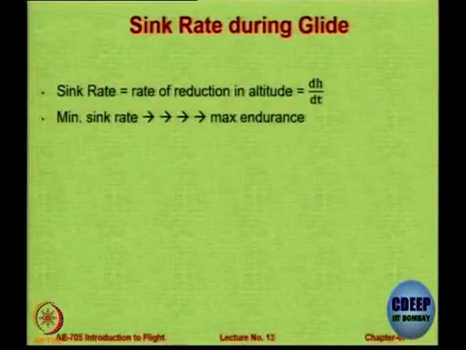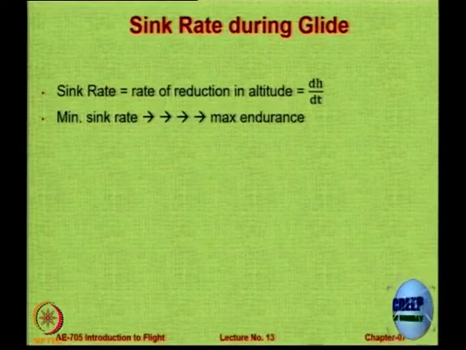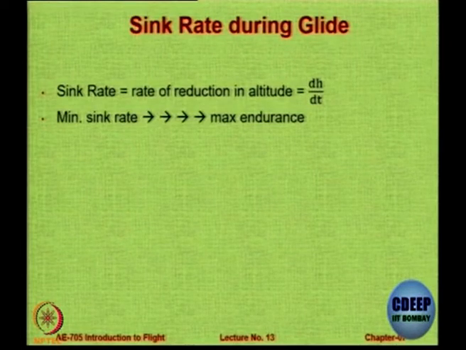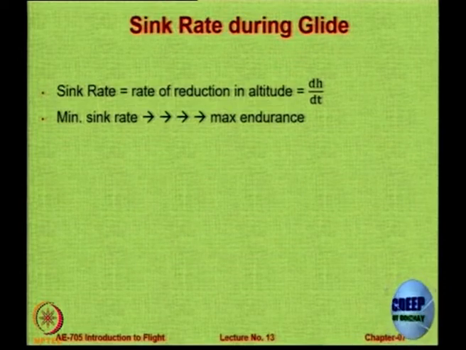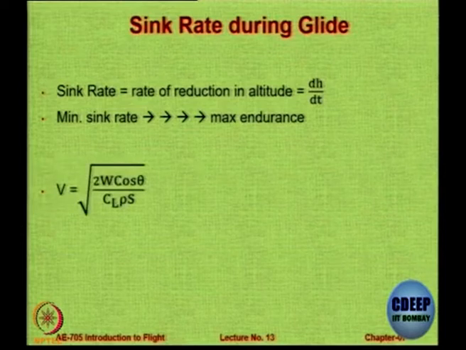Another important point is, after your glide starts, how much time can you stay in the air? That is called the sink rate, or the rate at which you lose the altitude, dh by dt, sink rate. So, it is very obvious that if your sink rate is low, you may travel distance less or more, we do not care, but you will be in the air for maximum time after your glide starts. So, it is not necessary that the distance traveled will be the largest when you are operating at the minimum sink rate. The distance traveled is a function of only L by D and the glide angle theta, but the sink rate during glide is a function of dh by dt. So, we will see, we will derive the expression.